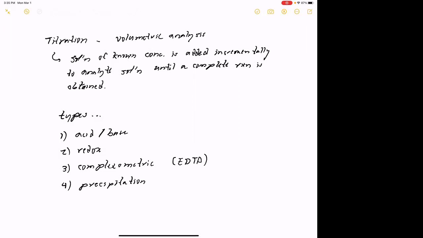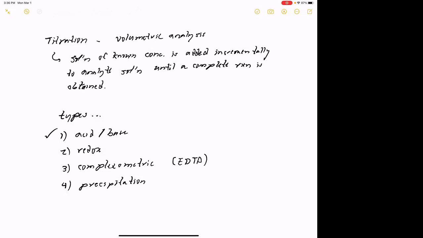All right. So we're going to focus, as I mentioned, on the acid-base reaction, because that's the one we're going to do in lab. But again, the examples we're going to do are going to be of the redox variety. The procedure you use and the math you go through is the same, regardless of what type of titration we're talking about. All right, everybody good with that so far?